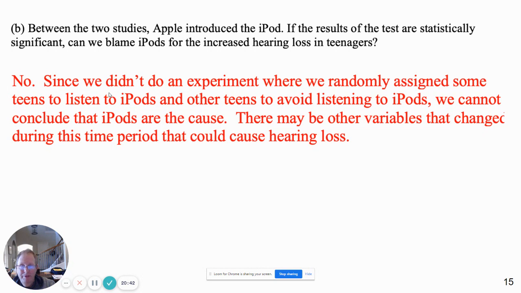No. We did not do an experiment where we randomly assigned some teens to listen to iPods and other teens to avoid listening to iPods. Therefore, we cannot conclude that iPods are the cause. So this is just an observational study. It is not an experiment. Therefore, we cannot make an inference about causation. There may be other variables that changed during this time period that could cause hearing loss.